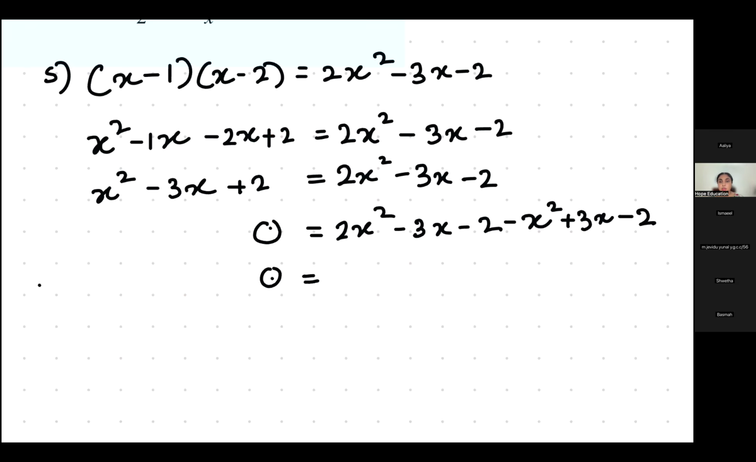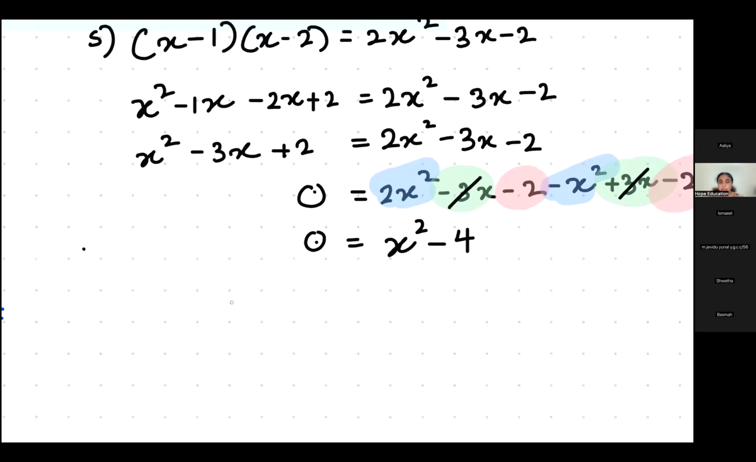2x squared minus x squared means plus x squared. Okay. Then minus 3x plus 3x cancel. So they get cancelled, so that's 0. Then minus 2 is minus 4. X squared minus 4 equals 0.